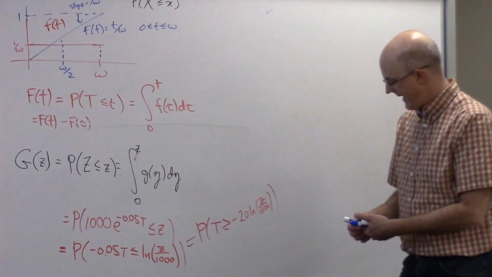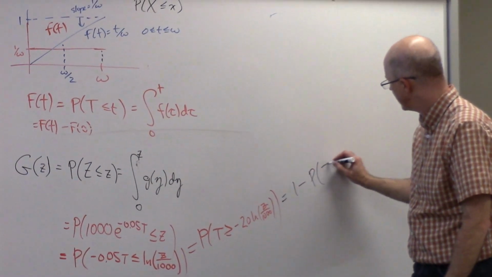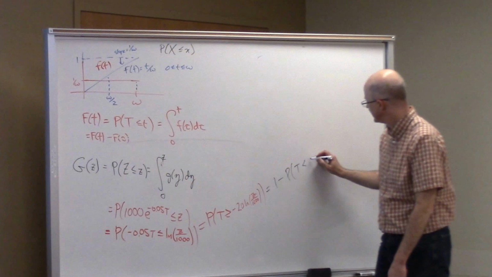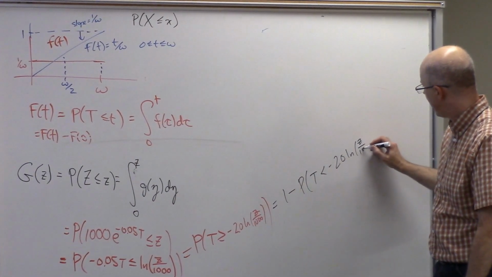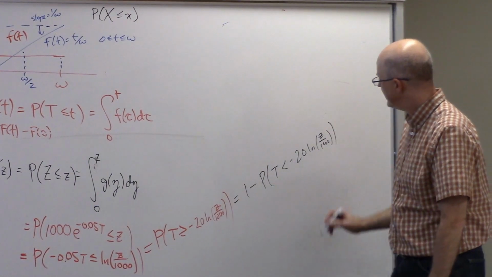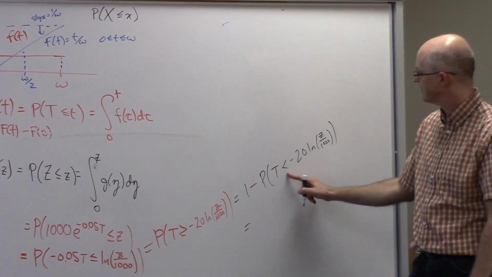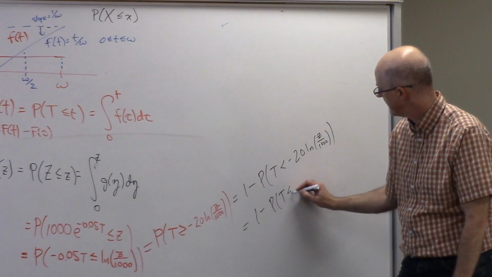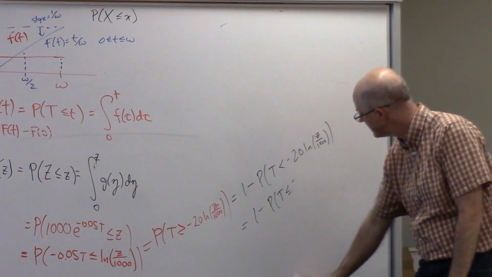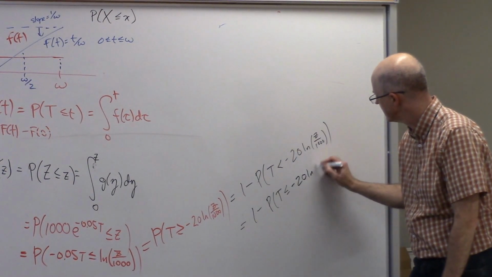Therefore, I can calculate this probability by doing 1 minus the probability of the opposite event, which technically involves a strict less than sign like this. However, being a continuous variable and finding areas under curves means you actually can replace the strict less than with a less than or equal to, and you get the same probability. It doesn't matter, since we're dealing with continuous variables.